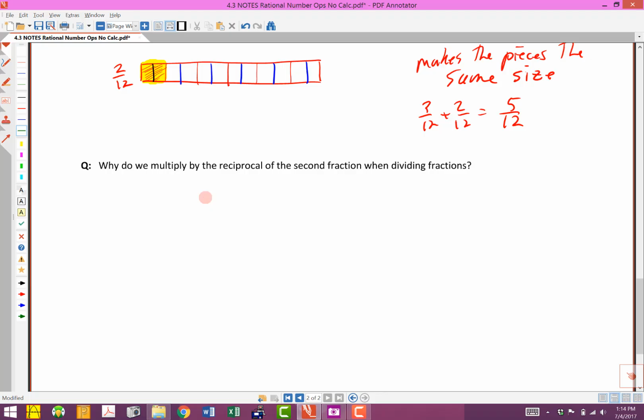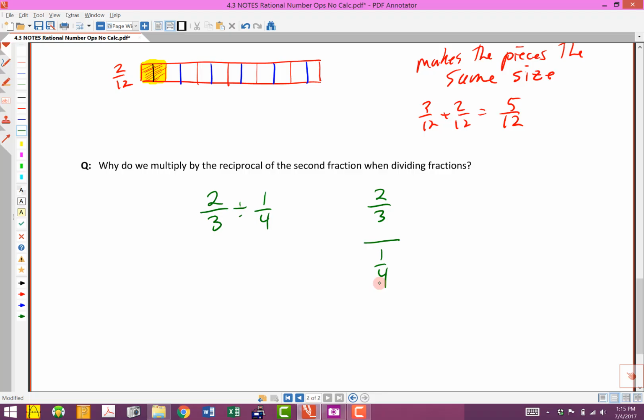Well, let's say we have something like this. Let's say we have 2/3 divided by, we'll do 1/4. Okay. Well, another way to write this is, since we're taking a fraction and dividing it by a fraction, what we're doing is we're taking 2/3 and we're dividing it by 1/4. Okay, so I've got 2/3 divided by 1/4. It's just a different way of writing the same thing.